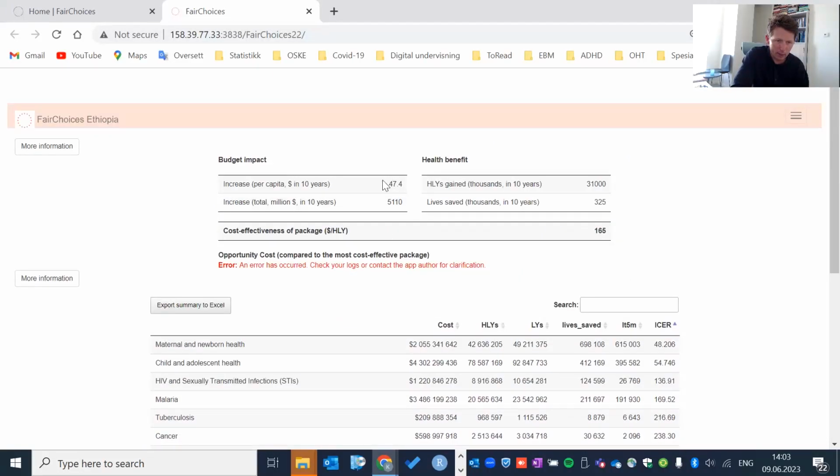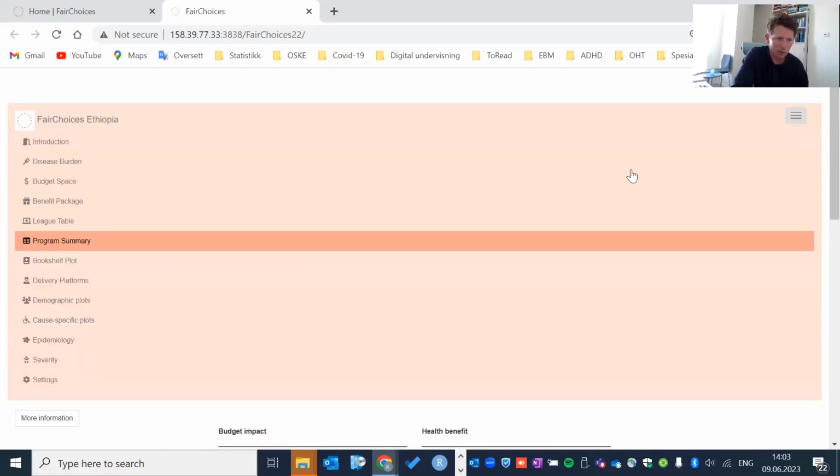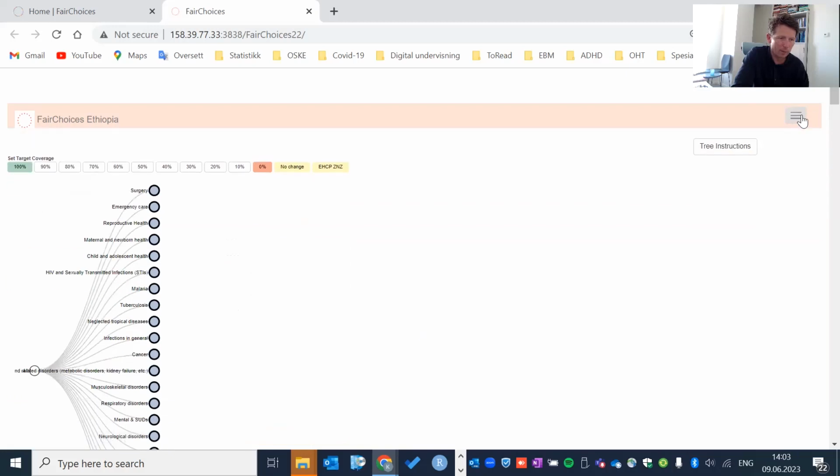But since we now see that you cannot afford this package, we need to try and make a feasible package, and we then can start from scratch going back to the benefit package.